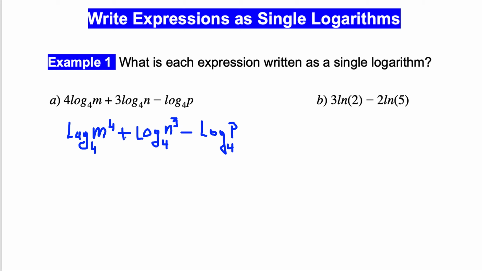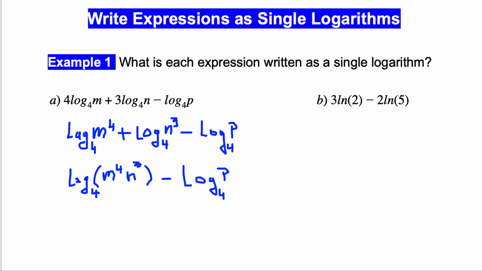And now we are looking here: log base 4 of m in exponent 4 plus log base 4 of n exponent 3. Here is a plus, and this is related with the product property, and we can now write the log base 4 of m in exponent 4 times n in exponent 3 minus log base 4 of p.